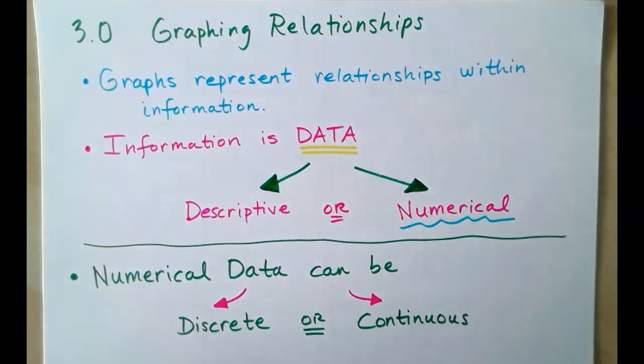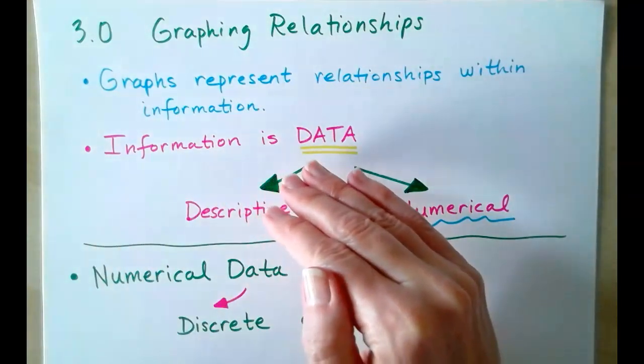So chapter 3 is all about graphing, functions, relationships, input, output. So we're going to take a look today at section 3.0, graphing relationships. And graphs represent relationships within information. And most of the time we talk about information in terms of data.